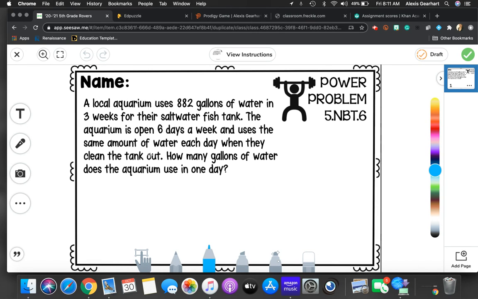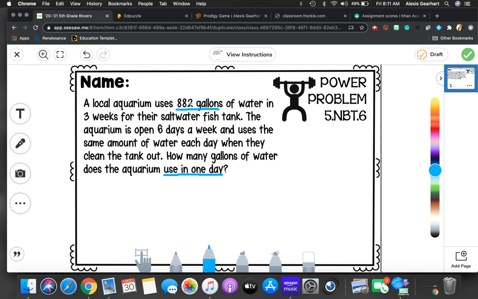So one of the common mistakes that people were making when doing this problem is they were actually multiplying, which is incorrect. The problem already tells us how many total gallons of water the aquarium uses, and we're trying to figure out how much they use in one day. So it wouldn't make sense for our answer to get larger, because they're trying to figure out how much to use in one day. So this is actually a division problem.